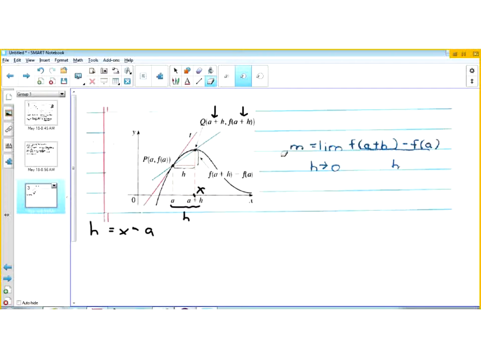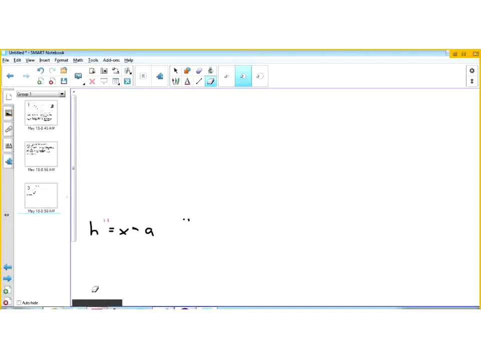So using this, let's use this formula now to solve another problem. Let me pull up a graph for you.